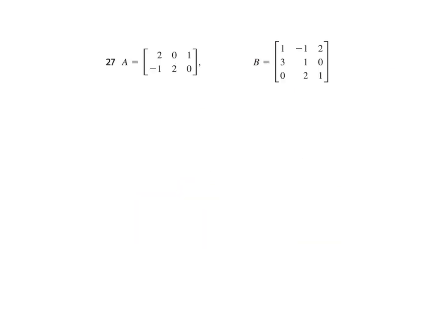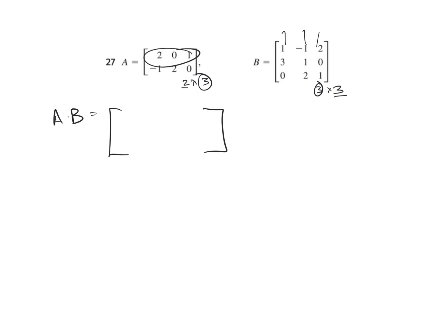Okay, so now we're going to do the exact same thing. A times B. What do we get? We have a 2 by 3, and this is a 3 by 3. So the inside numbers are the same. We're going to end up with a 2 by 3. 2 rows and 3 columns. So this row times each column. Okay, 2 plus 0 plus 0 is 2.